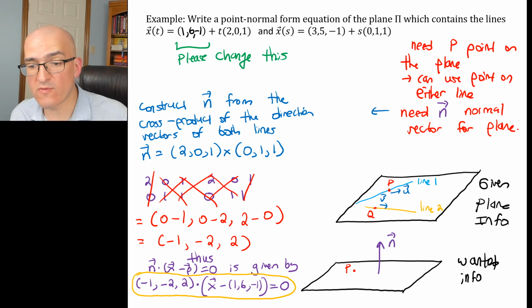We combine that normal vector with any point on the plane, and that gives us our point normal form of the plane. The next question.